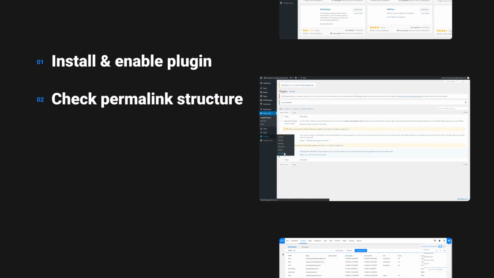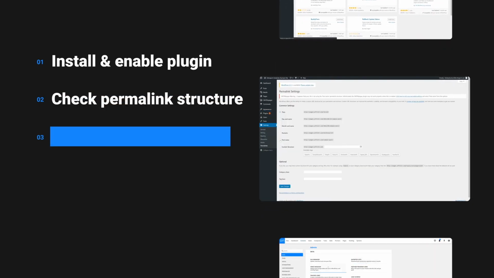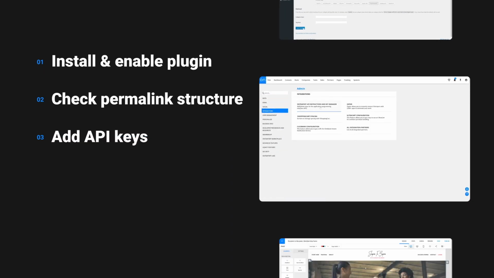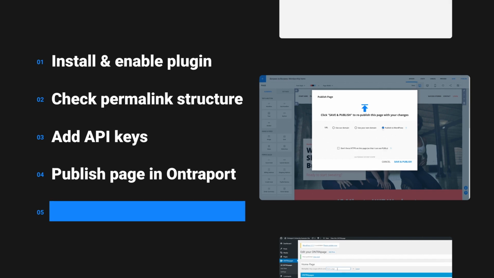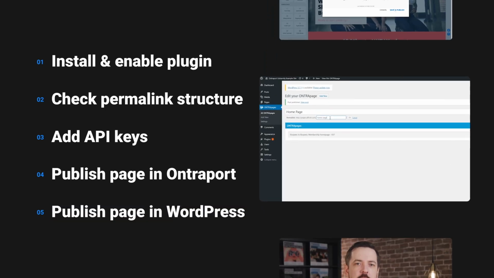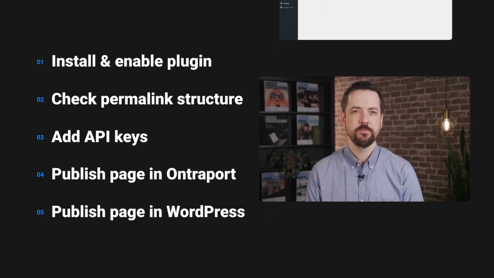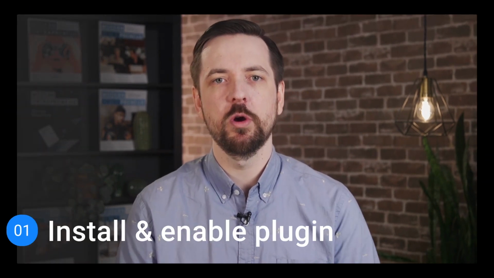Second, we'll check your permalink structure. Third, we'll add API keys. Fourth, we're going to publish your pages in Ontraport. And finally, we're going to publish the pages on WordPress. Let's dive in. The first step is to enable the Ontrapages plugin on WordPress.